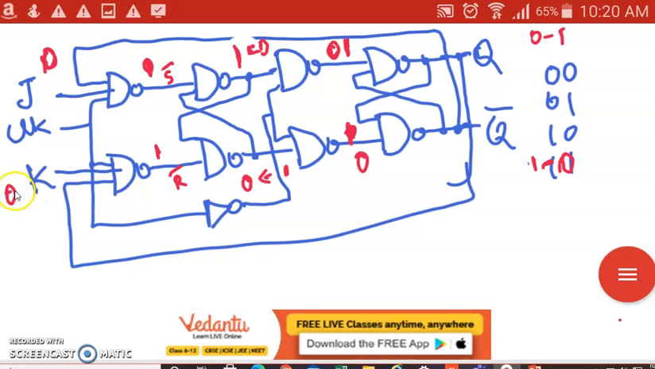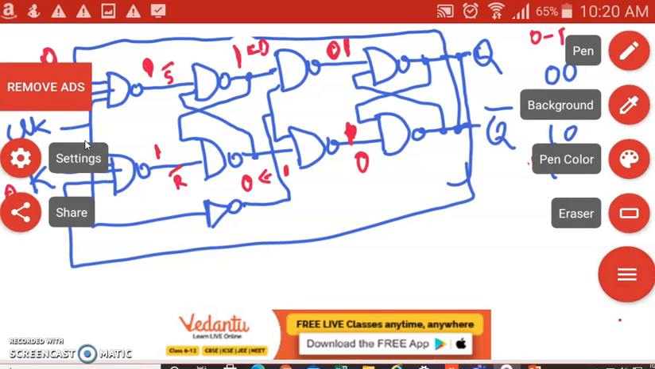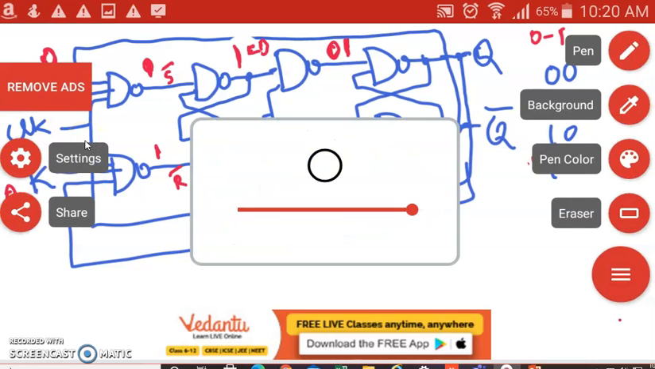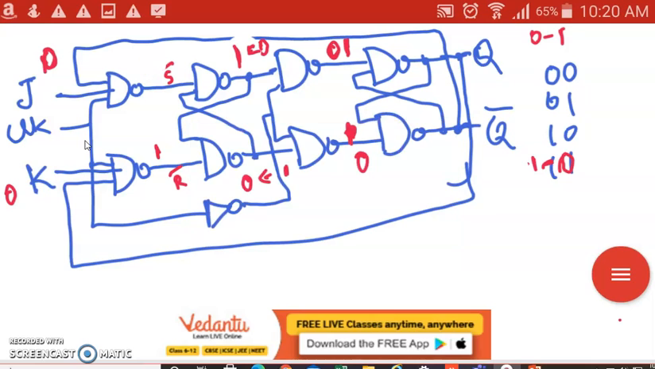One more thing is we'll just work with the J and K 1 1 because this is easy. 0 0, 0 1, 1 0 conditions are fine enough. Now we need to look into the toggle conditions, how it works. So we'll just do changes here, because we should not get confused with multiple contents here. That's the reason I'm just erasing these.